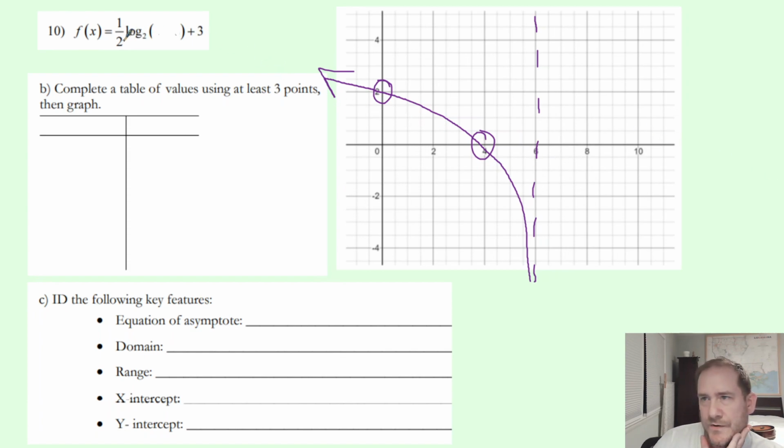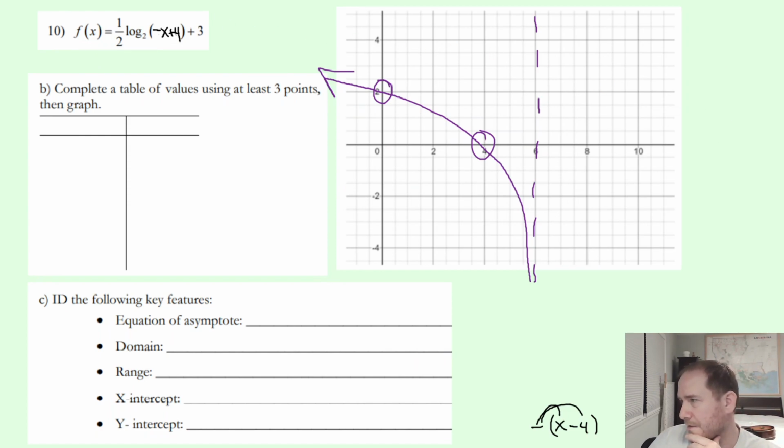So why don't we go ahead and let this be what? Negative x. If it's -4, we go to the right. I'm sure I would distribute this in. So let's do -x plus 4. Now that negative is going to have the effect of reflecting us.